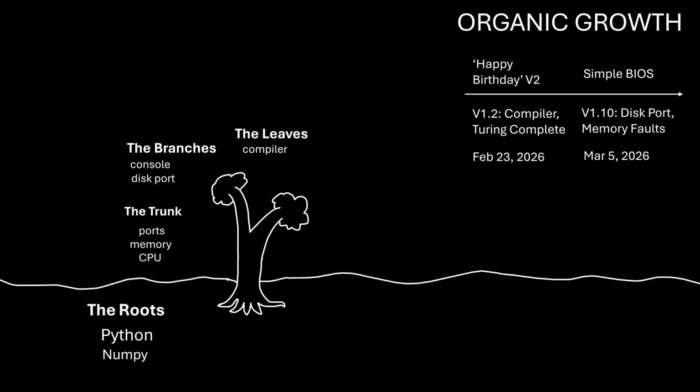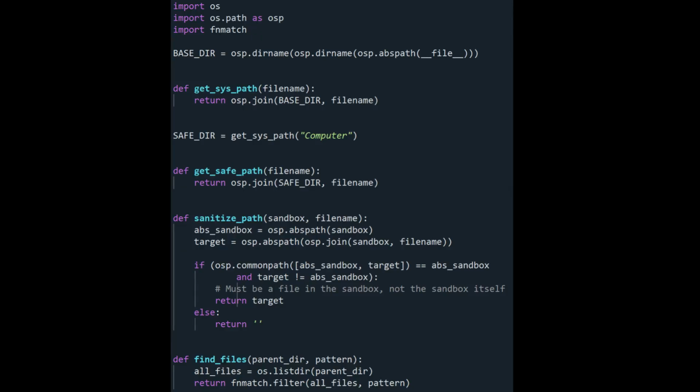Next, I added a virtual disk port that let me load files from my computer. This allowed me to make a simple bootloader. To make the disk port, I had Gemini help with the utility logic that was outside the course scope. This included using the OS and fnmatch modules to search for files and sandbox the computer to minimize cybersecurity risks.